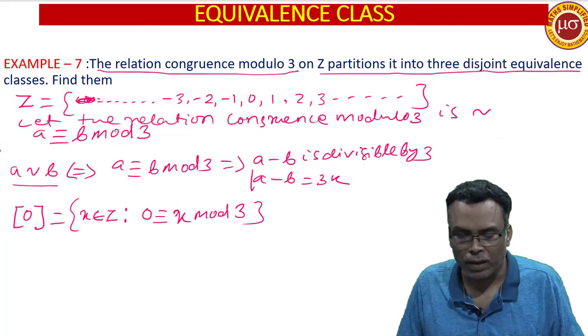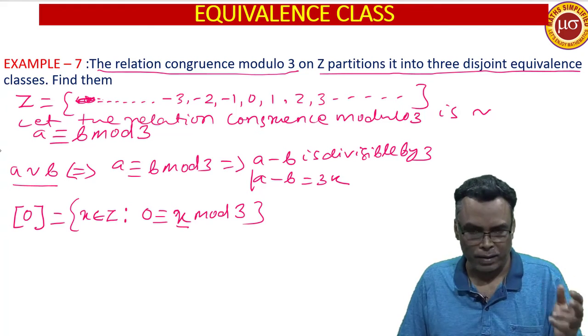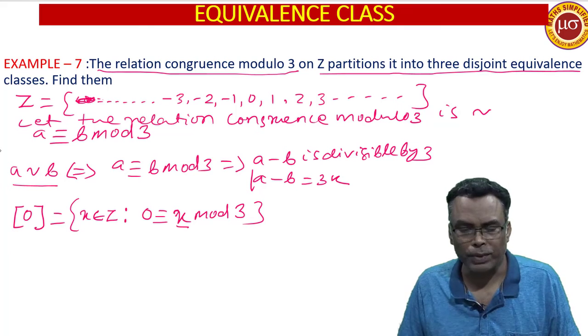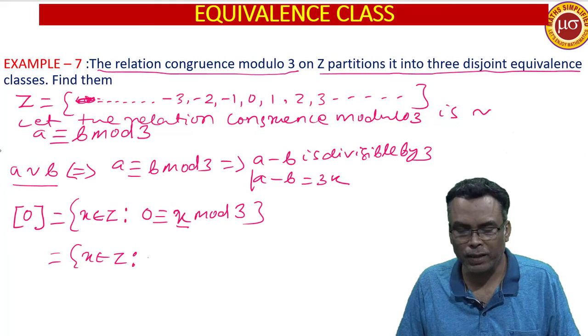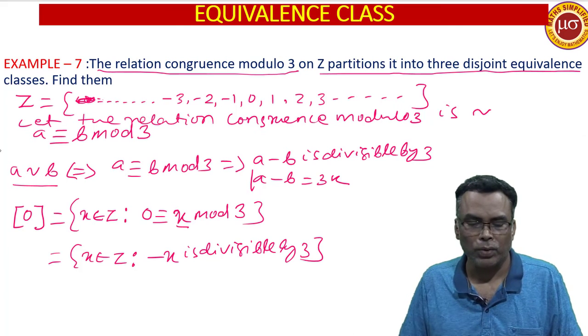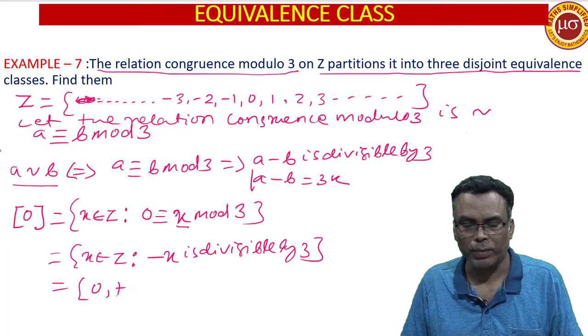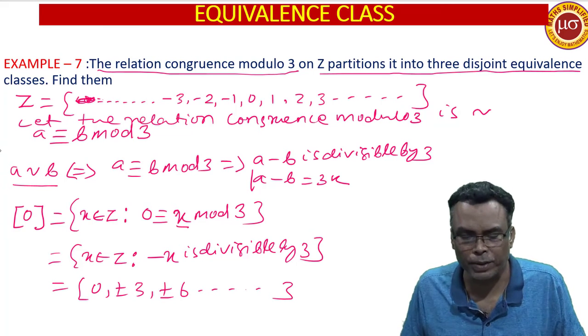All the x's that are related to 0 form the equivalence class of 0. That means x belongs to Z such that 0 minus x is divisible by 3. So what is that? It is 0, plus or minus 3, plus or minus 6, and so on. This is the equivalence class of 0.